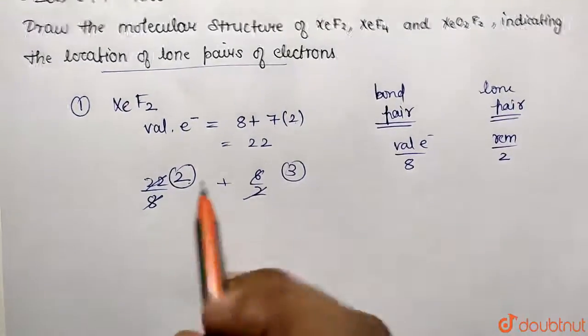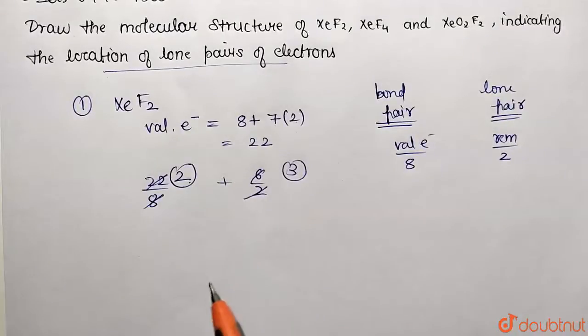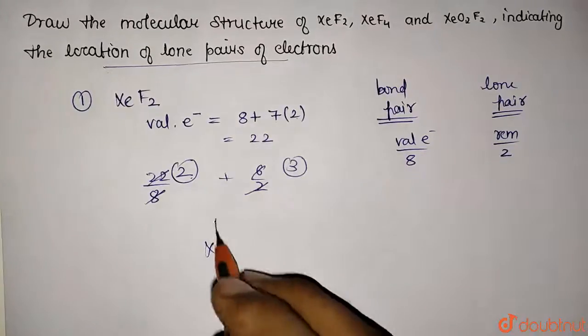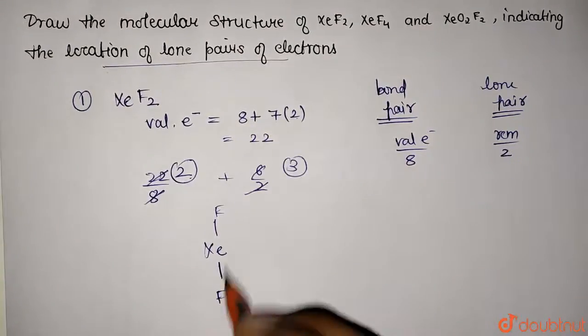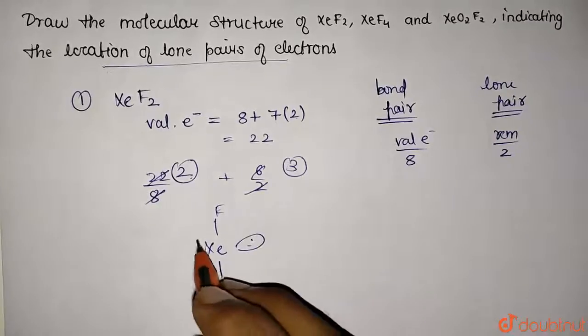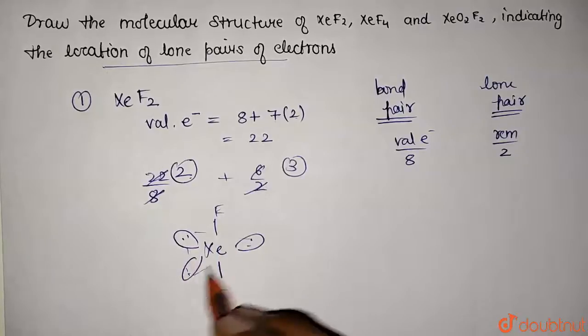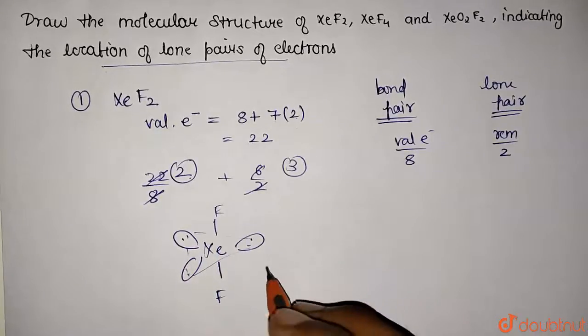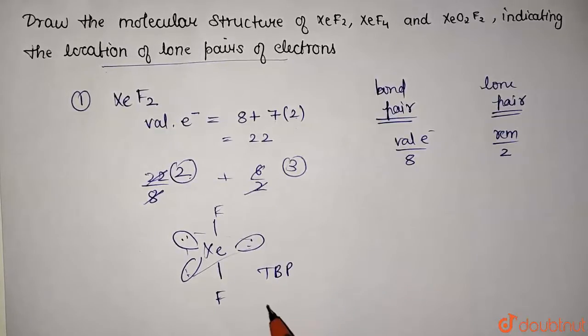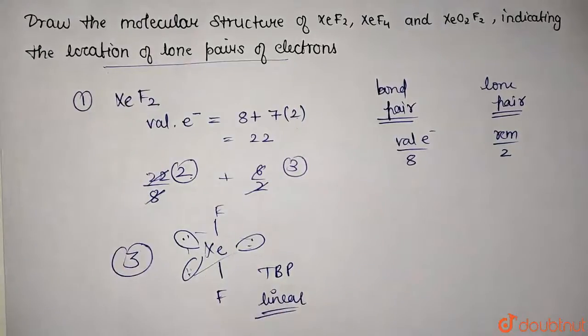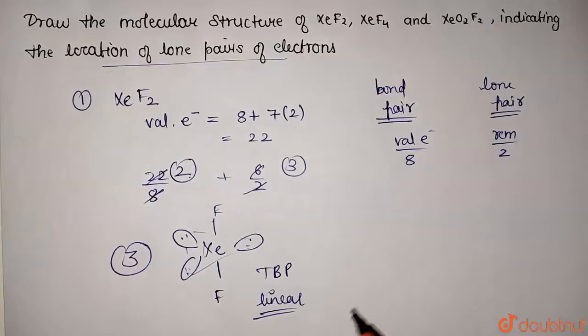So we know that if the steric number is 5, the geometry is basically TBP, trigonal bipyramidal. Here xenon is in the center, fluorine will take the axial positions, being electronegative, and the lone pairs will occupy the equatorial positions. This is axial, this is equatorial. So the geometry will be trigonal bipyramidal, but our shape is going to be linear in nature. Similarly, we want to count the number of lone pairs. The lone pairs in this structure are 3: 1, 2, 3.